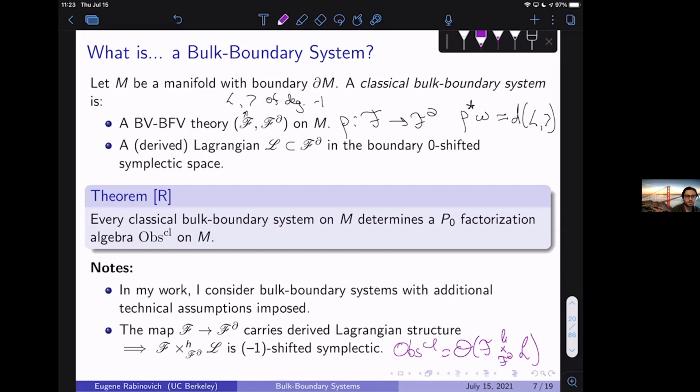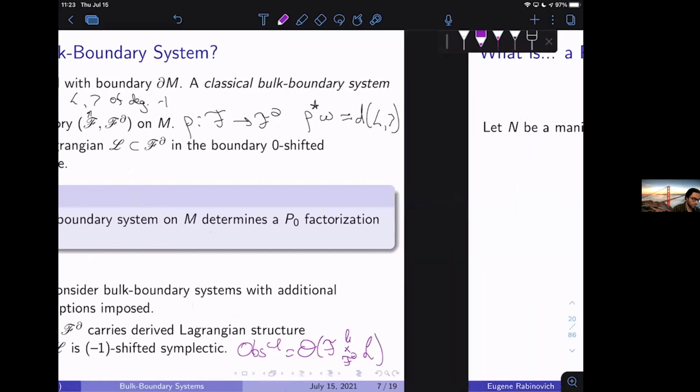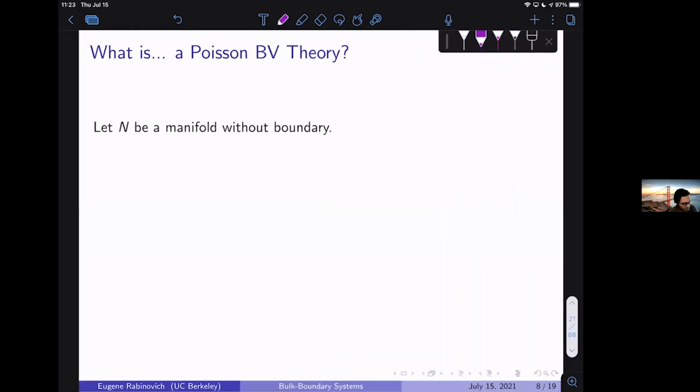All right, so this is a very rough outline of what a classical bulk boundary system is. Now I'm going to explain a source of bulk boundary systems, which are the so-called Poisson BV theories. So if you want to zone out for this slide, let me just say that Poisson BV theories are a source of bulk boundary systems.